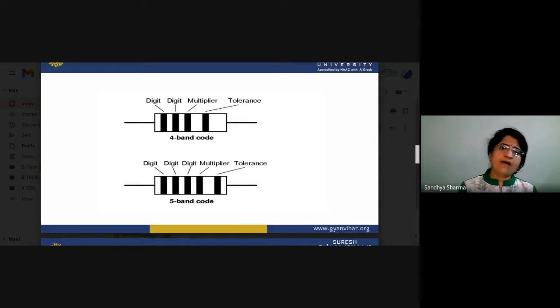Suppose you are given a 4 band code, meaning 4 colors for taking the value of our resistance. Suppose you are given these colors: digit, multiplier, and tolerance. In the 4 band code, the first 2 strips are for digits, the third strip is for the multiplier, and the fourth strip is for the tolerance.